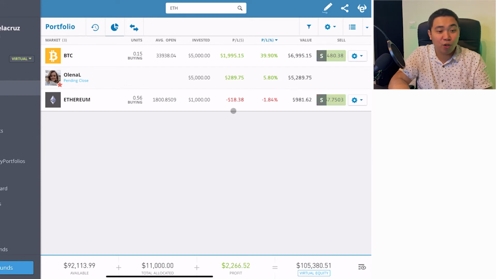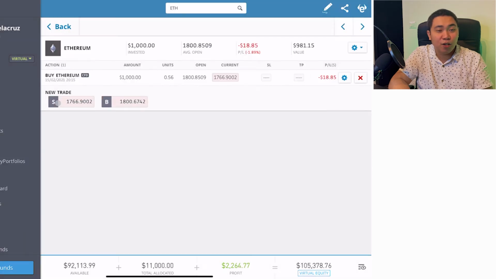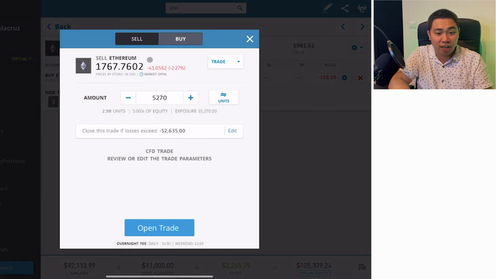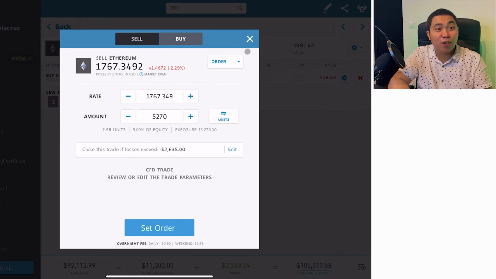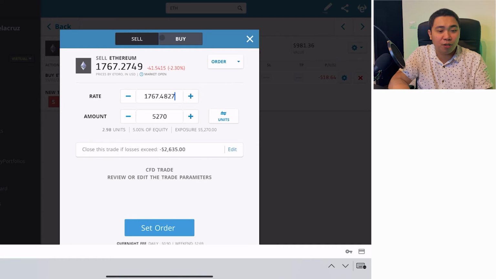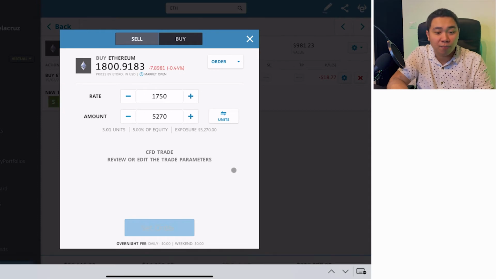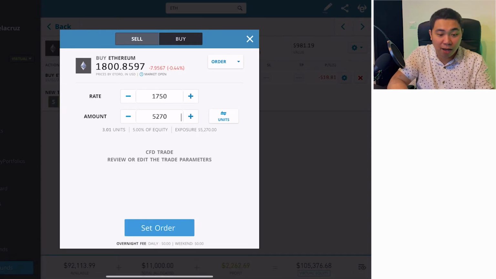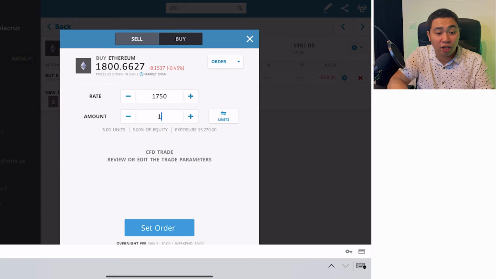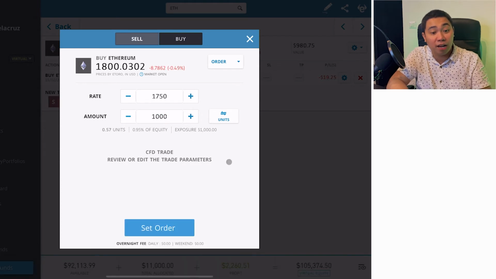There's also another way to purchase an asset. You can click on trade and select order as your option. In order, you now have an extra field to fill up. You can set a price for when you want to buy Ethereum. For example, you only want to buy Ethereum if it reaches a price of 1,750. Then you put in the amount. Let's say you want to put in another $1,000 if the price is reached.